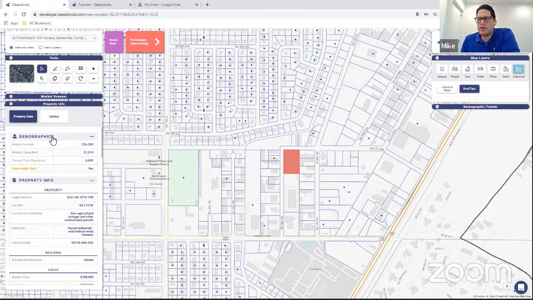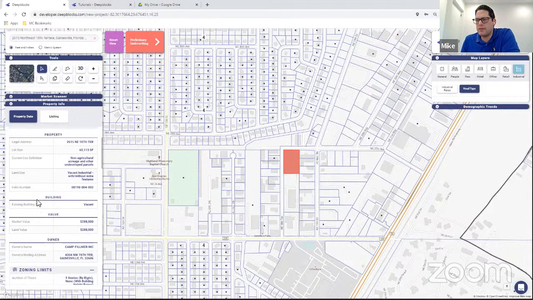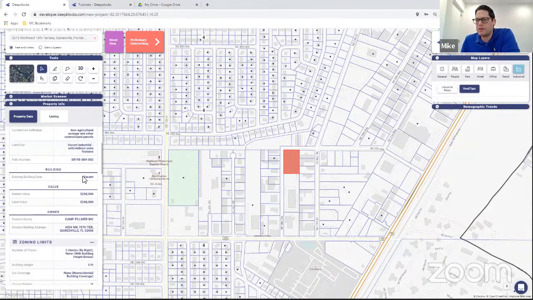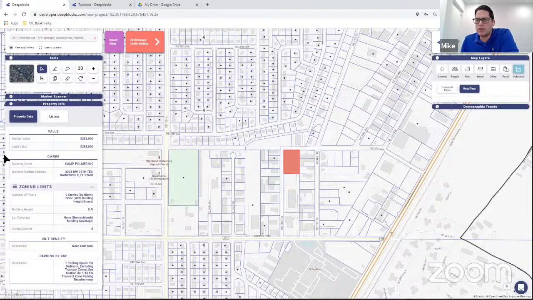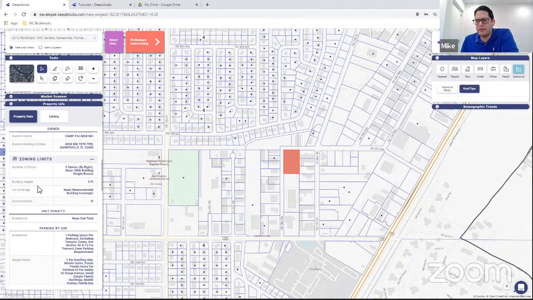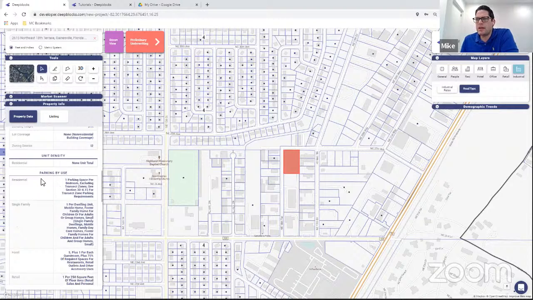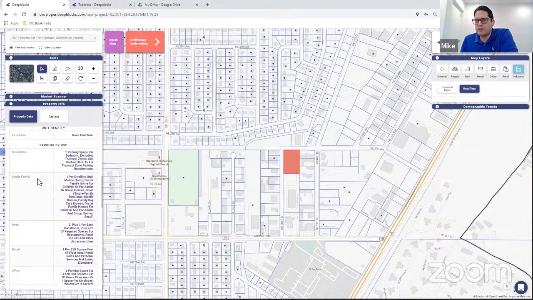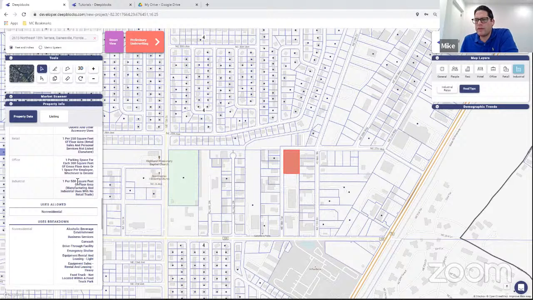So we can now go through the information. We'll see the demographic data and the property info for this particular parcel. As I mentioned, it's vacant land. We got our market value, land value of $288,000. Here's our ownership information, which is extremely helpful. And then we start getting our zoning information: 5 stories by right, no height bonus. Let's see, we have a building height. Look into that. And then we have a lot coverage, non-residential building coverage. Then we'll get our parking by use, 1 per 500 square feet.